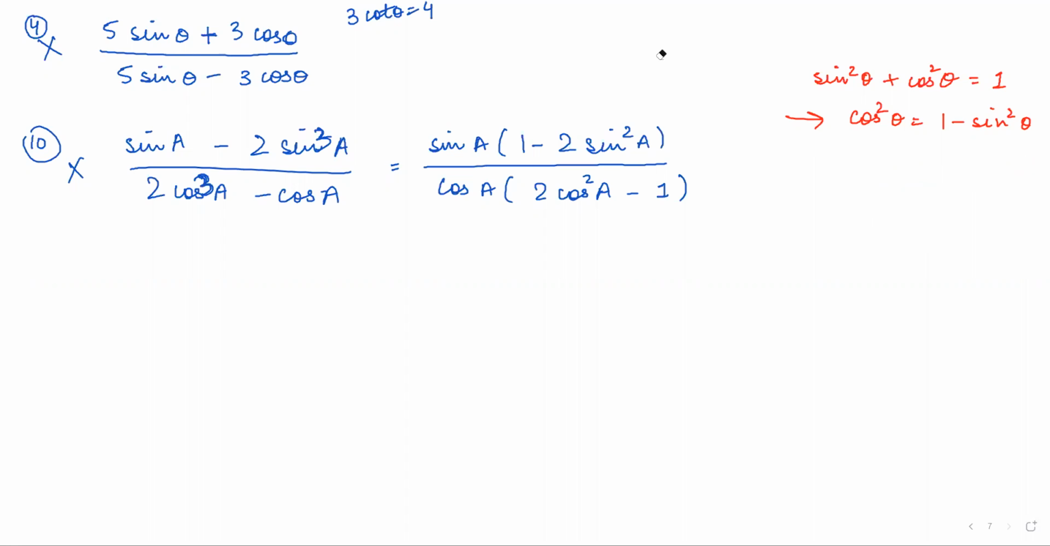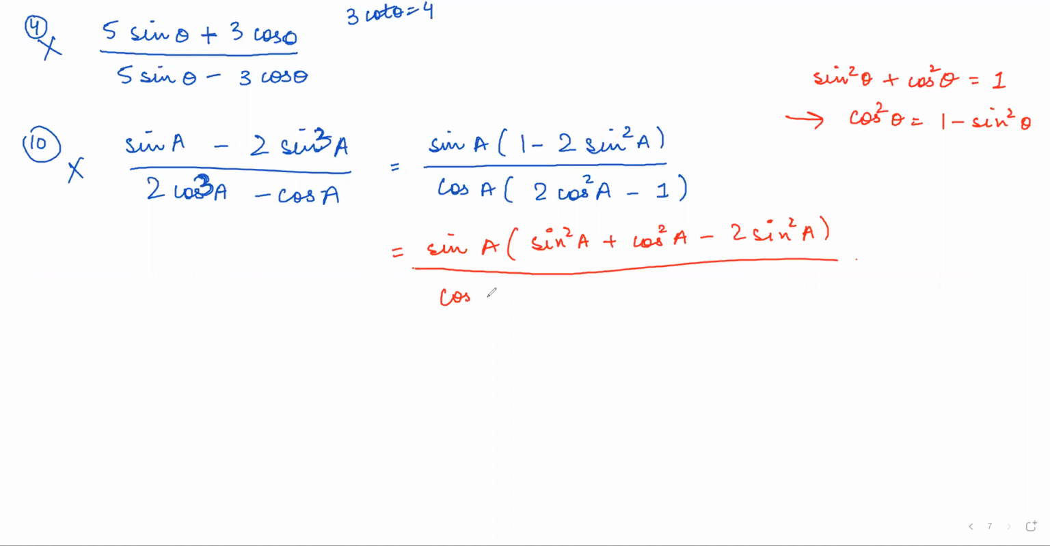Yes, ma'am. So what will I do here? See, first of all, I replace this 1. So you can write sine A into this 1, you can write sine square A plus cos square A and minus of 2 sine square A. And similarly in the denominator, cos A into 2 cos square A minus, now you have minus 1, so cos square A minus sine square A. Both will become minus, or you put a bracket and then open the bracket, right?